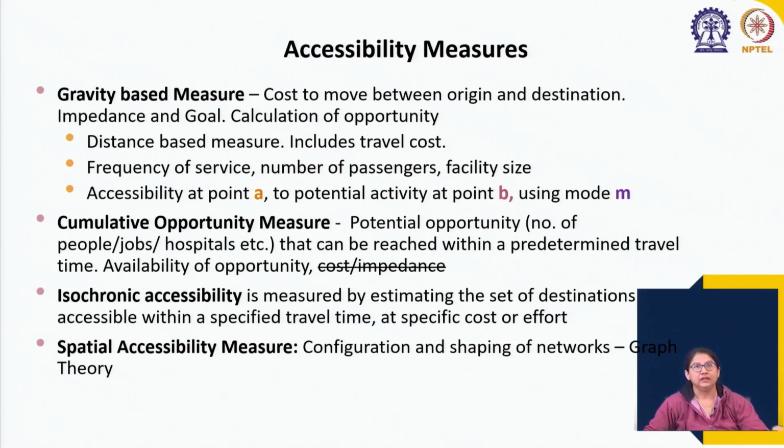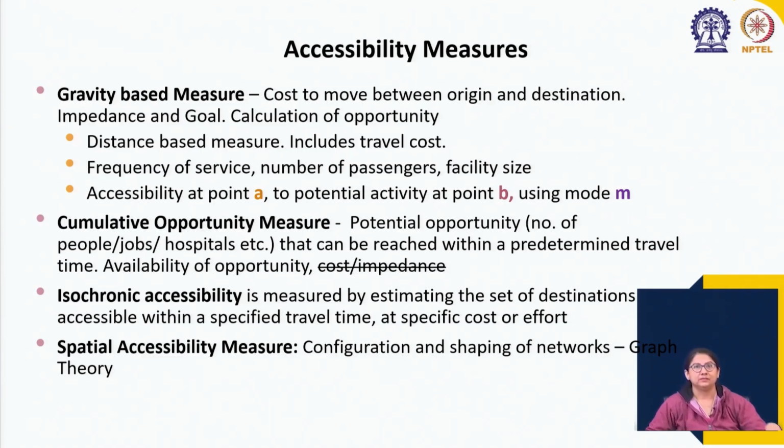So, from here we move on to the gravity based measure. The gravity based measure is again a kind of distance based accessibility measure, where people look into the cost that is necessary to move between origin and destination. So, travel cost is its primary focus. And here people also look into attractiveness. So, what attracts people from, say, origin to destination? There can be the frequency of a certain service, the overall number of people traveling, the facility size, or the population, etc.